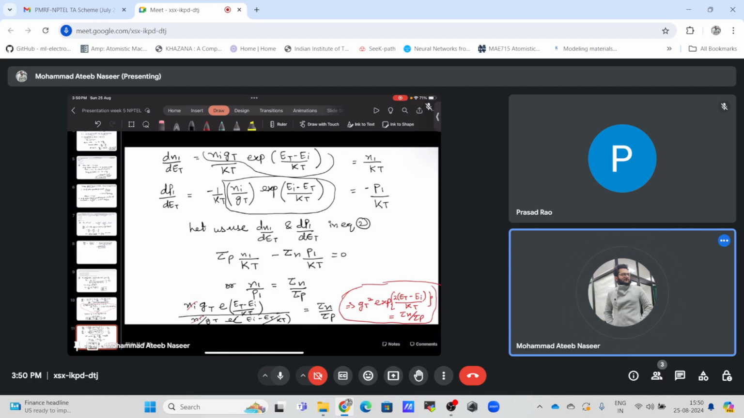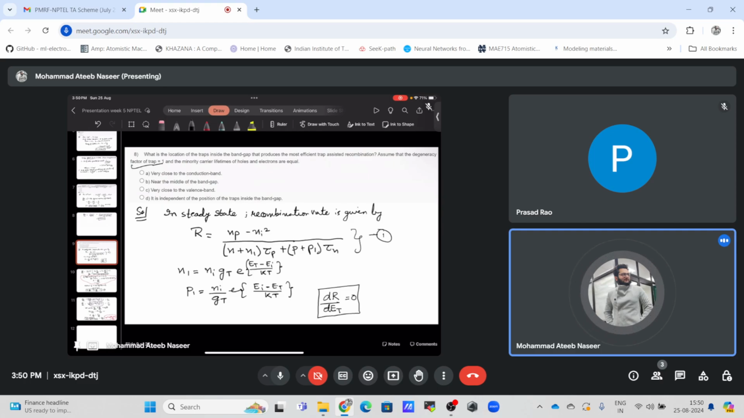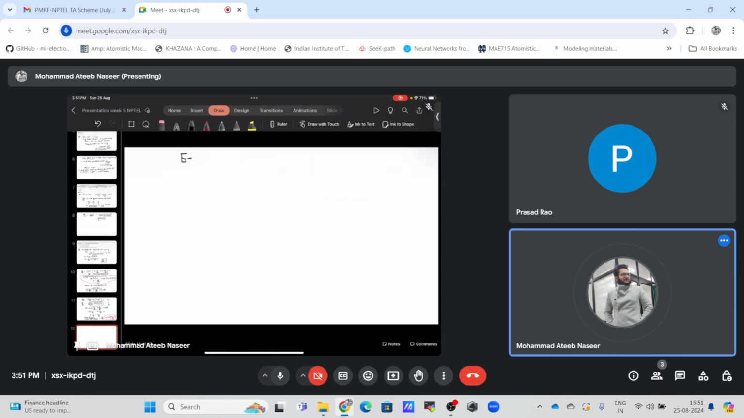But we have been told in the question that the degeneracy factor is 1 and electron and hole both have equal carrier lifetimes. So if we take the ln of this expression, it will simply be 2Et minus Ei by Kt is equal to ln of tau n by tau p, or it is simply Et is equal to Ei plus Kt by 2 ln of tau n by tau p.